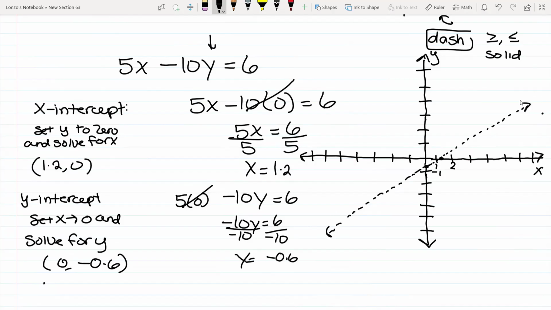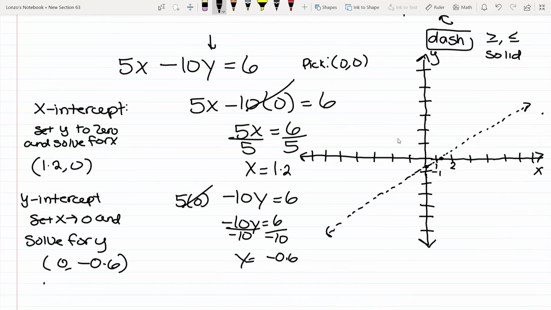Okay, and then what you're gonna do is the shading. So the shading is a bit strange for some people. So what I do is pick a point that the line does not go through. So I always like to pick 0, 0, unless it goes through the origin 0, 0. And it does not. It's really close, but it doesn't go through the center, right?